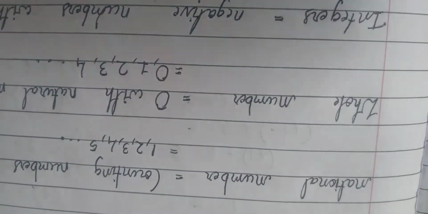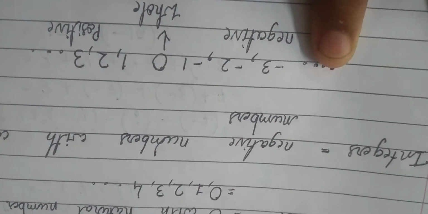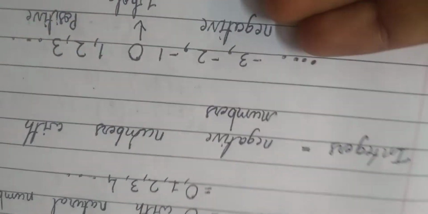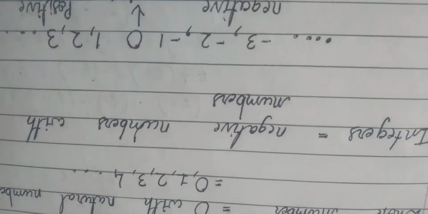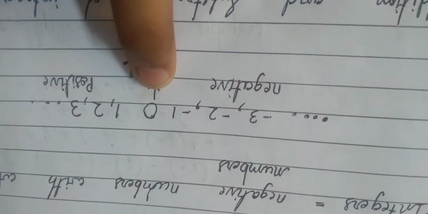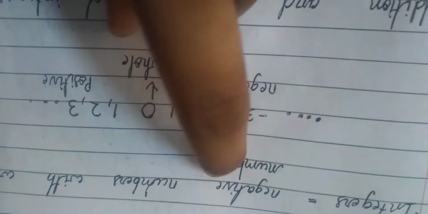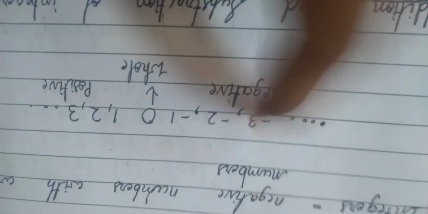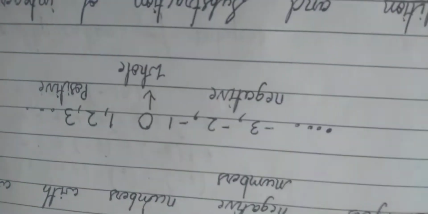So integers, what do you mean by integers? Integers are negative numbers together with whole numbers. This is called integers. Here this is the whole numbers, and here the negative and positive. So integers are negative numbers with whole numbers. Of course 0 is here. 0 is also an integer, right? Here go the negative numbers and here go the positive numbers.